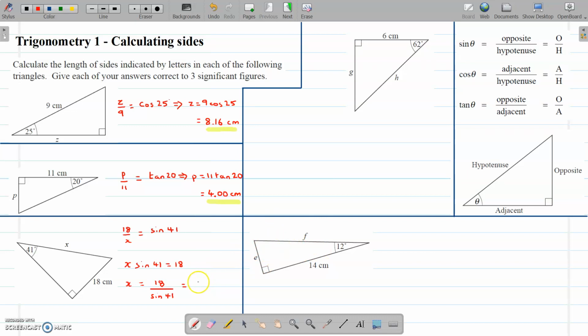27.4 to 3 significant figures, centimeters.